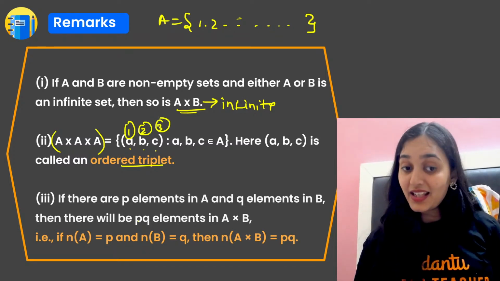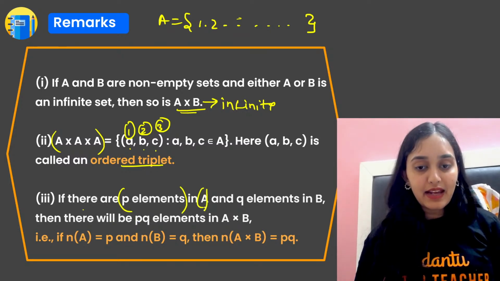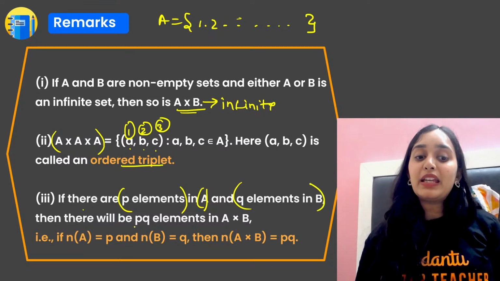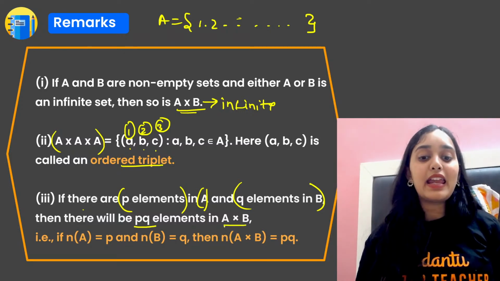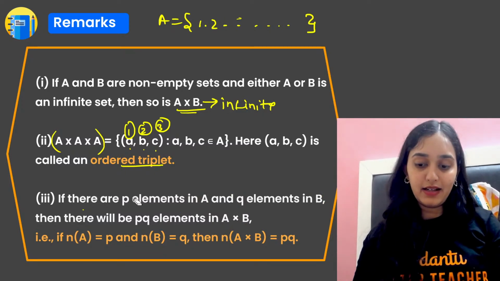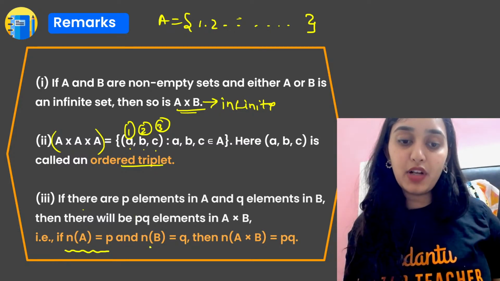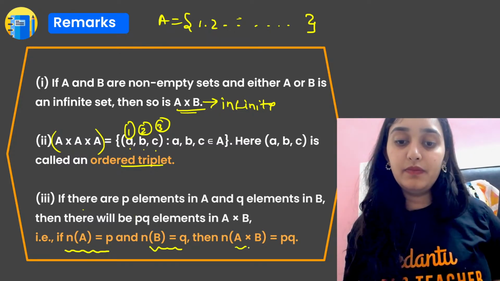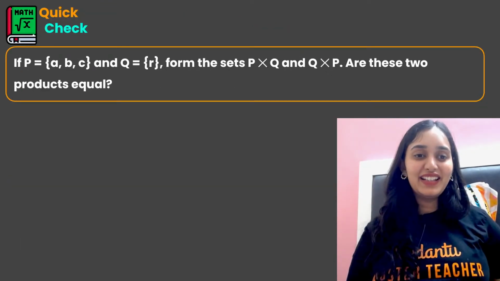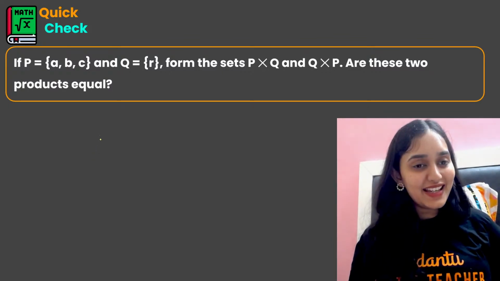Lastly, if there are P elements in set A and Q elements in set B, then there will be P into Q elements in A cross B. This is very, very important. It is going to be used ahead also. So, please remember, if the number of elements in set A is P, and the number of elements in set B is Q, then the number of elements in A cross B will be PQ. Alright. Okay guys, let's do some quick questions and then we will learn about relations.